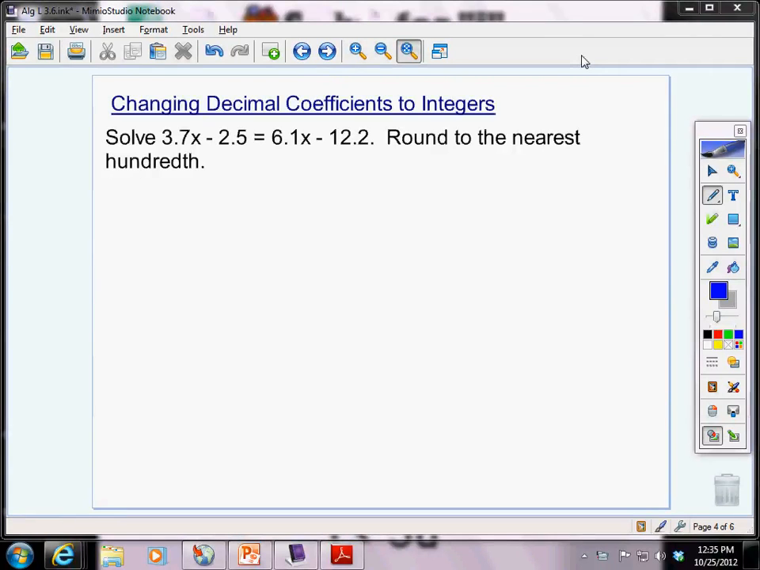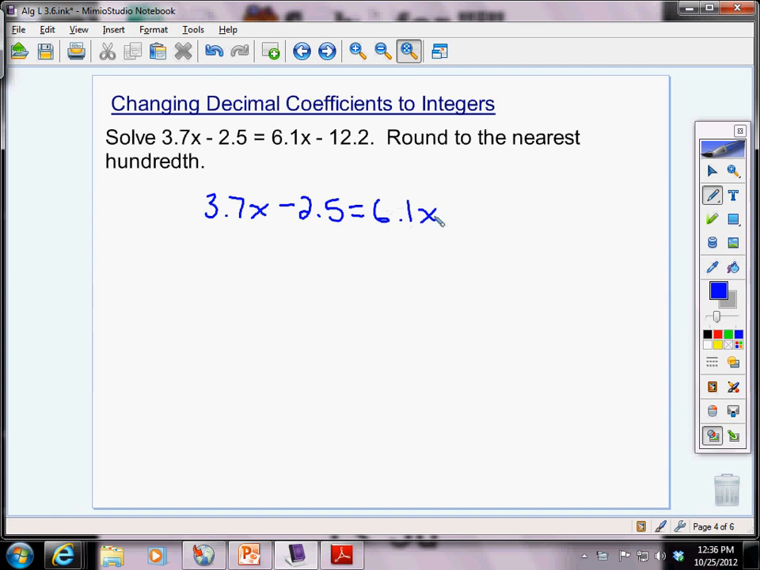Solving equations with decimals, sometimes it's easier to just get rid of the decimals. So let me show you what I mean. If you start with this equation here, 3.7 times x minus 2.5 equals 6.1x minus 12.2. Now, the directions again say round to the nearest hundredth after we solve.